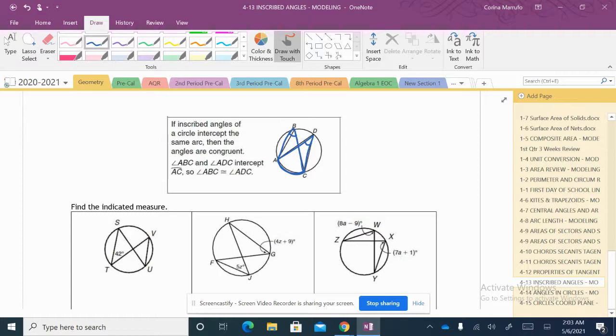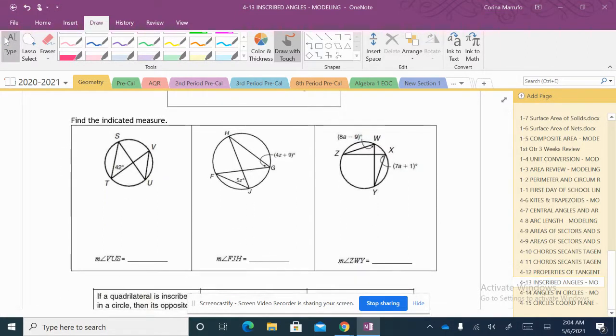So here, find the indicated measure. They want us to find the measure of VUS. So VUS, we're looking for this angle in here. What they give us is that this angle right here is 42 degrees. Now, do you see how they both open up to the same arc? So that means that they're both equal in measure. So that angle is also 42 degrees.